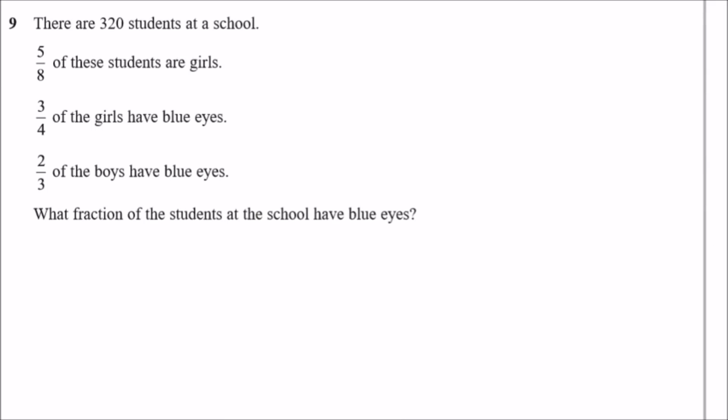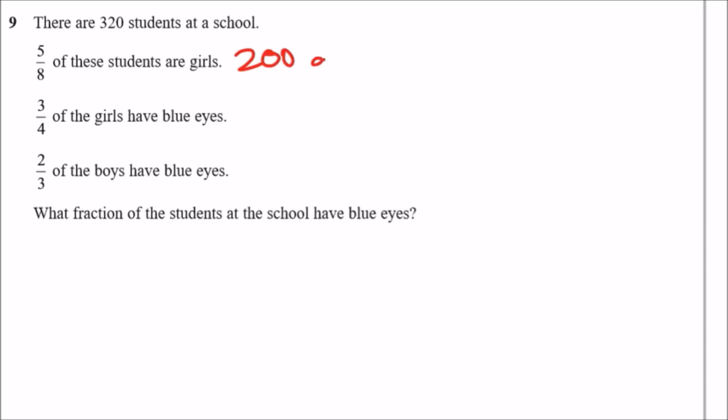Okay, number 9. So there are 320 students at school. So far, there's lots of fractions here, isn't there? And they all seem pretty straightforward. So 5/8 of these students are girls. Okay, so as usual, let's just work out 5/8 of 320. So in your calculator, 5/8 times 320. And this means there were exactly 200 girls, yeah?